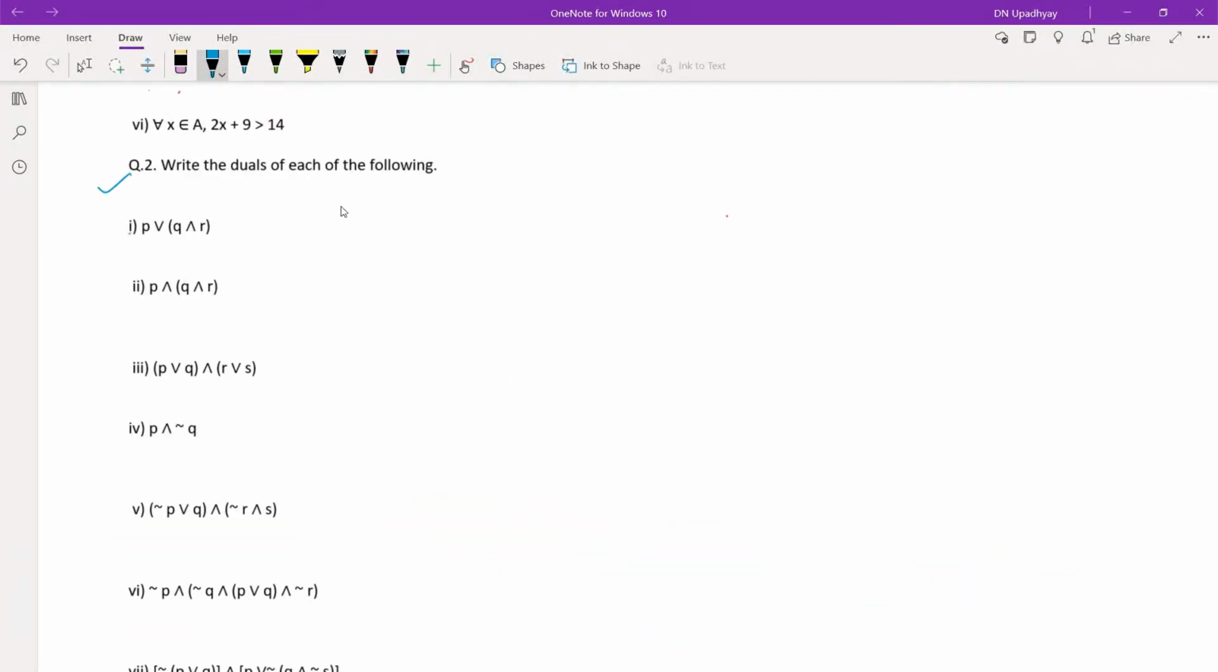Now question number 2, it is very easy. Write the duals of each of the following. Actually, duals means negation, like the opposite of the operators or connectives. Very easy. If OR is given, we just have to write AND. If AND is given, just write OR. And for C we have to write T, meaning contradiction and tautology.